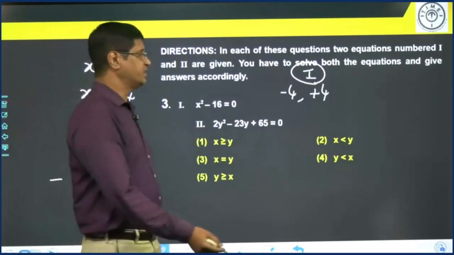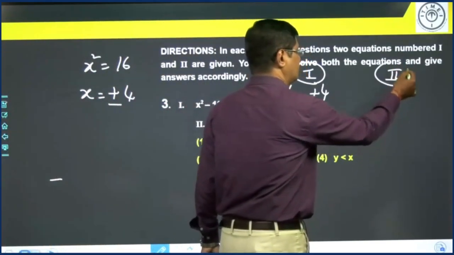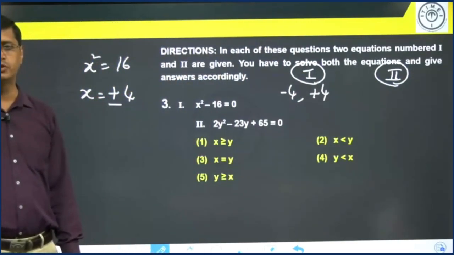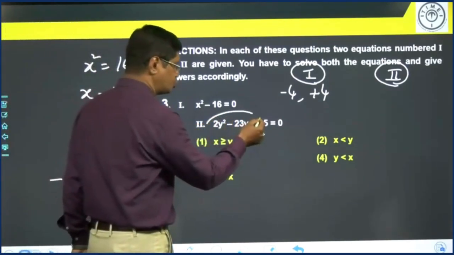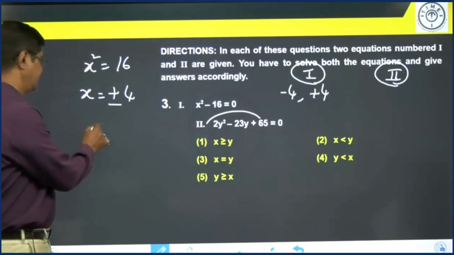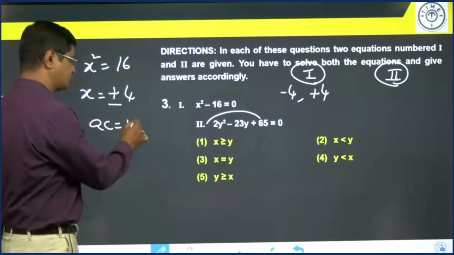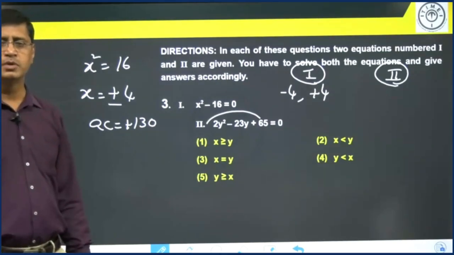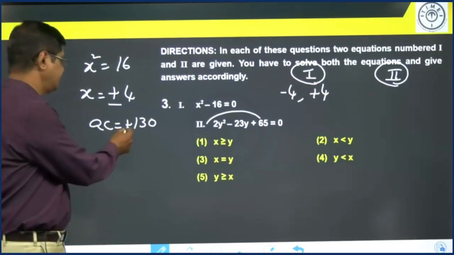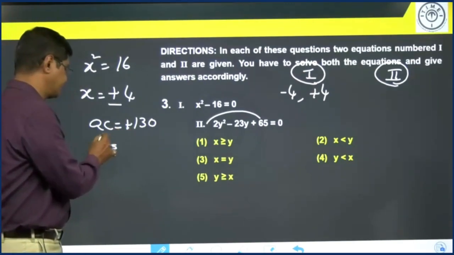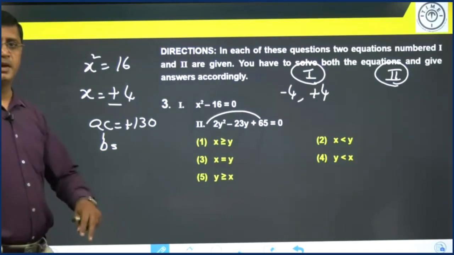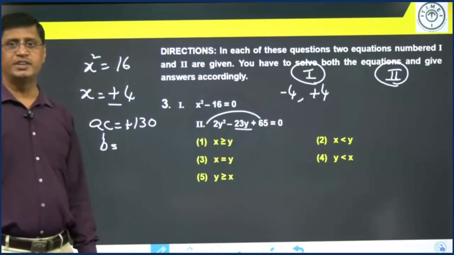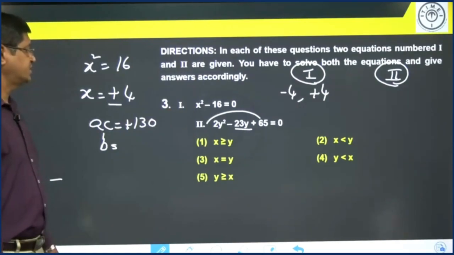Now look at the second quadratic equation: 2y square minus 23y plus 65 is equal to 0. Multiply these two. How much is the product? AC is equal to plus 130, 2 times 65. 130 is the product, and B is the sum of the two factors. Here 23 is given. So how to get the value of 130?